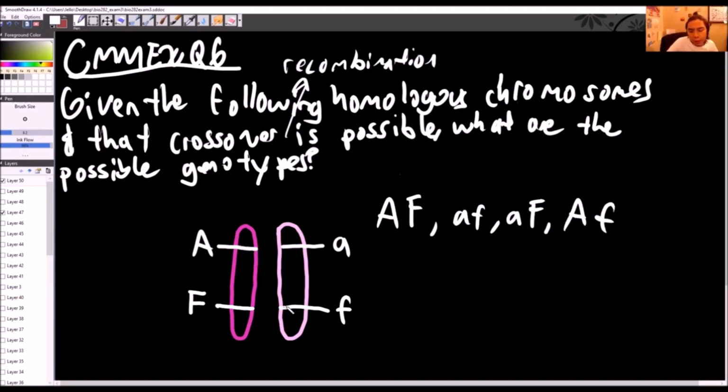And you could consider the possibility of this crossing over right here, but you'll notice that if we do that, we'll get big A, little f, and we already did that. And then we would get little a, big F, and we already did that as well. So we're good. Cool beans.